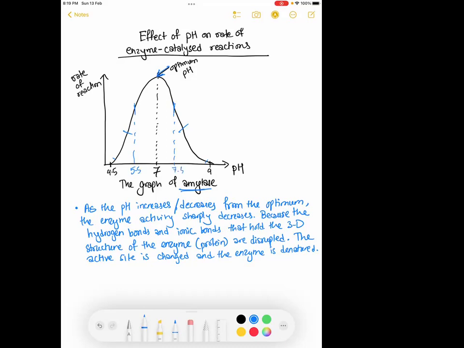But as you can see, the activity completely stops at 4.5, which is not even that acidic, because something extremely acidic is probably around 3 or 2 or even 1. And 9, so even for amylase, even a weak acid or a weak alkali will completely denature it. So it's very sensitive to both, I would say. It is only safe to work around this range, 5.5 to 7.5.